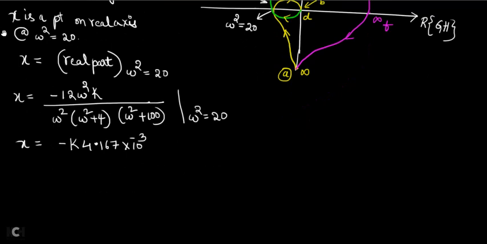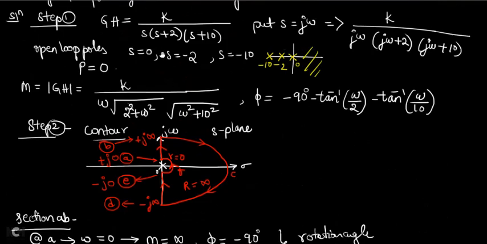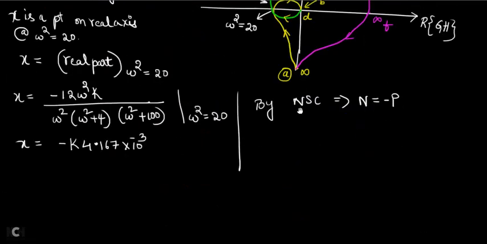So what is the Nyquist stability criterion? By Nyquist stability criterion, N should be equal to minus P. N is nothing but your number of circles around minus 1. What is the capital P value you got in the first step? Capital P value you got in the first step is 0. So that I will substitute now. Capital P.